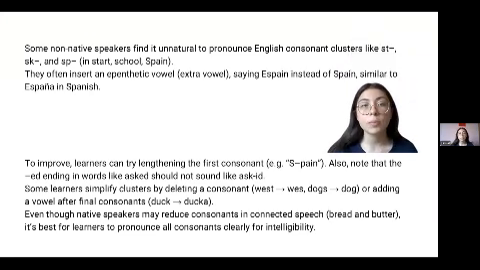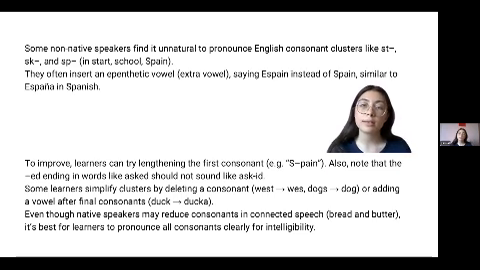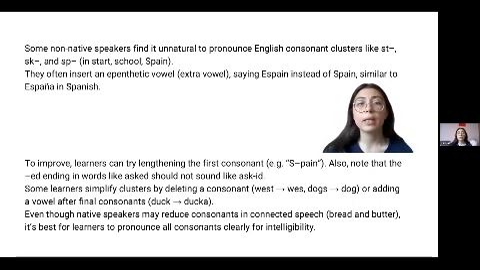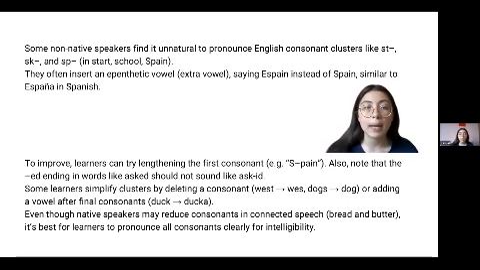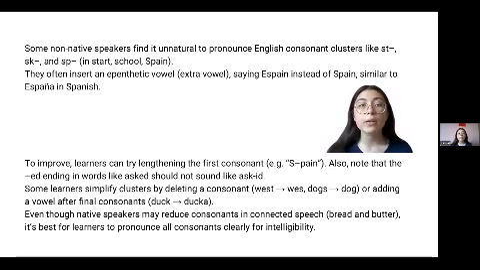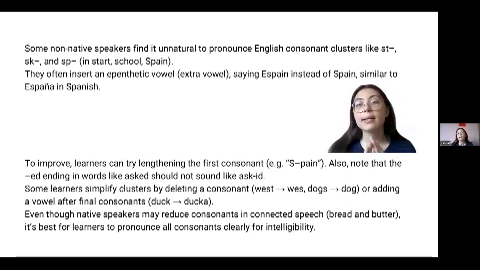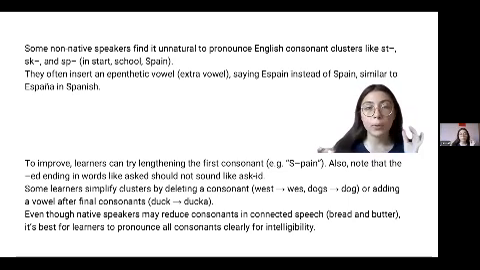Okay, some non-native speakers find it unnatural to pronounce English consonant clusters like start, school, Spain. They often insert an extra vowel, as I mentioned, saying Espain instead of Spain, similar to España in Spanish. To improve, learners can try lengthening the first consonant, such as sssspain. Also note the ed ending in words like asked: I asked you, not I ask-ed. Ask-ed is so wrong. You shouldn't pronounce the ed.